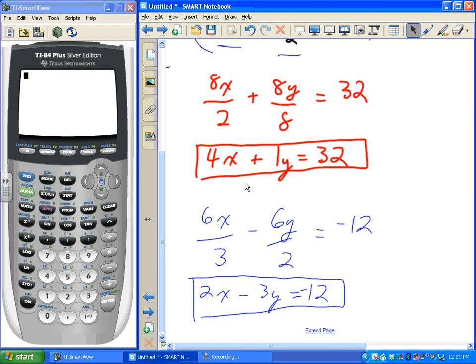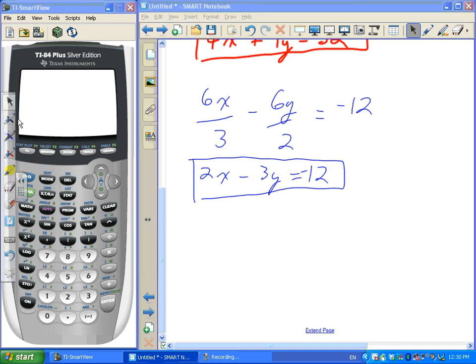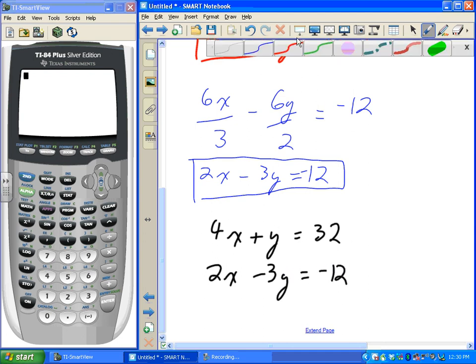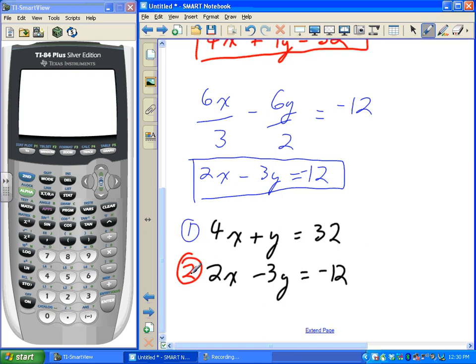I'm not done. So, I made 2 equations. I haven't actually solved for any point of intersection. So I've made 2 equations that are now easier to work with. I have 4x plus y equals 32, and I have 2x minus 3y equals negative 12. I don't have any fractions. Now I could do substitution, I could graph these, or I could eliminate. I've already done 2 by elimination, so let's do this by substitution now.